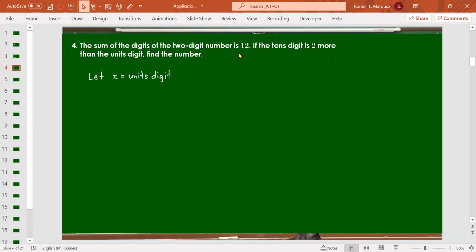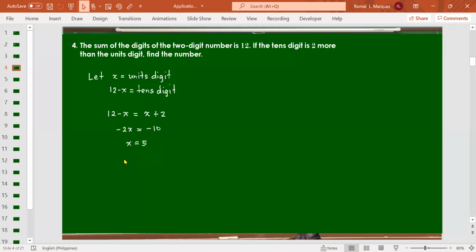So the sum is 12. So what is the tens digit, guys? 12 minus x. 12 minus x is the tens digit. What is said about them aside from the sum is 12? The tens digit is two more than the units digit, so plus 2. Okay, so this is a very simple equation. So negative 2x equals negative 10, no? So what is x? 5.